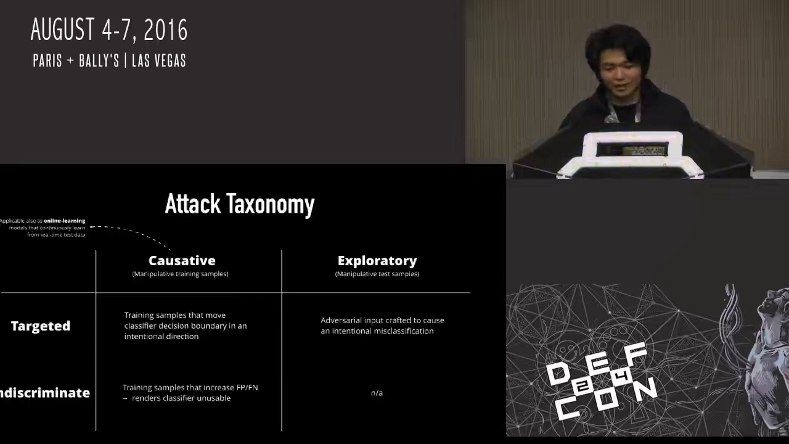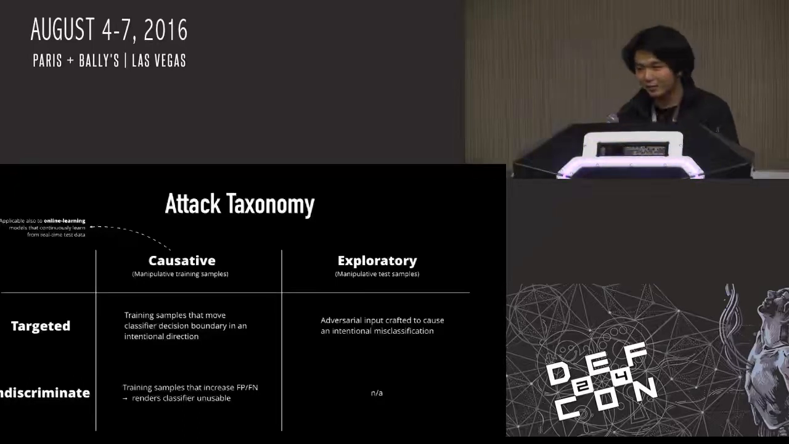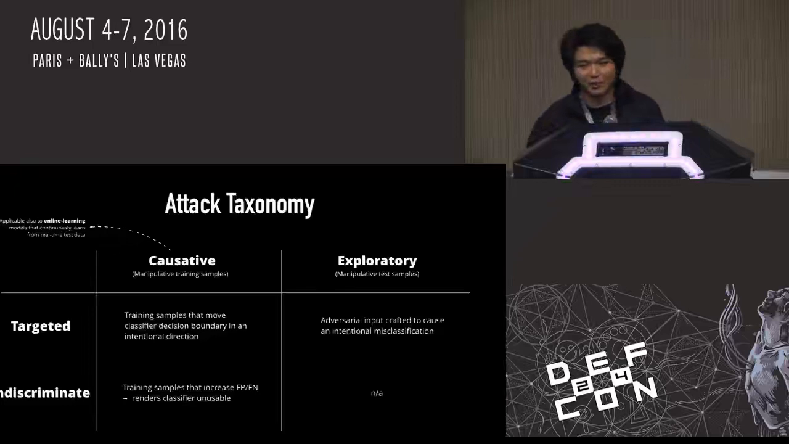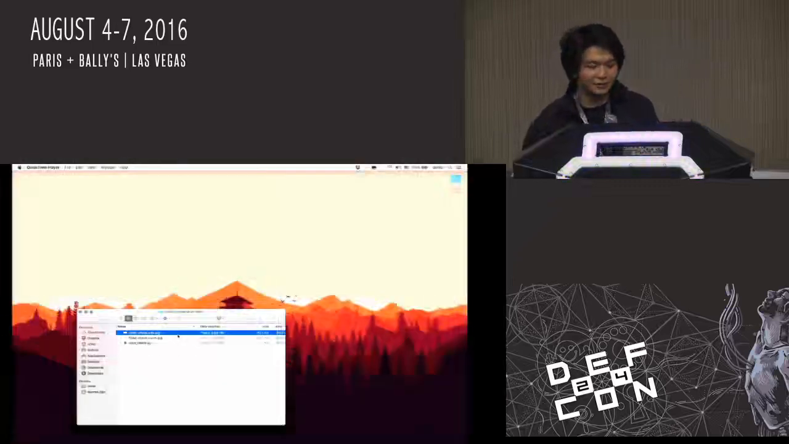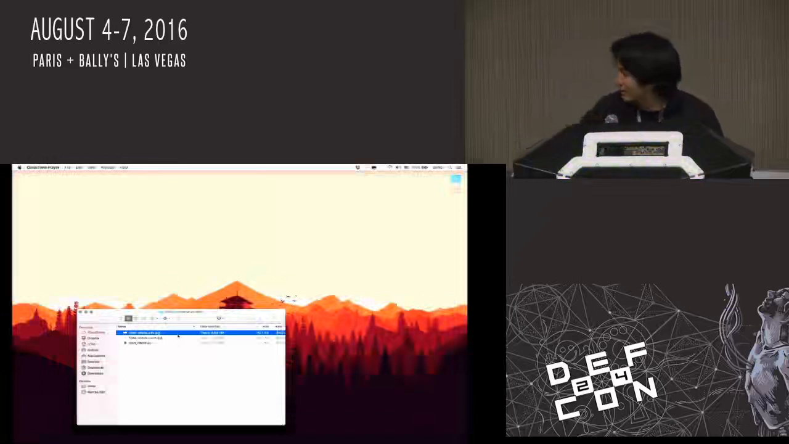There are also targeted and indiscriminate attacks. In a targeted attack, you try to move the decision boundary in a certain way to cause an intentional misclassification. In an indiscriminate attack, you just try to decrease the integrity of these classifiers. So this is a simple example of misclassification.